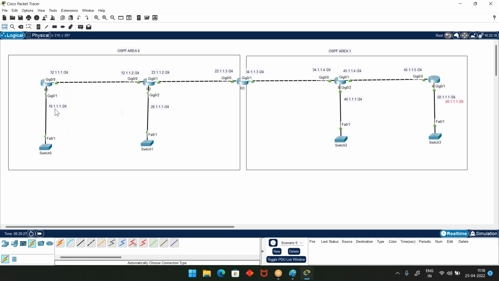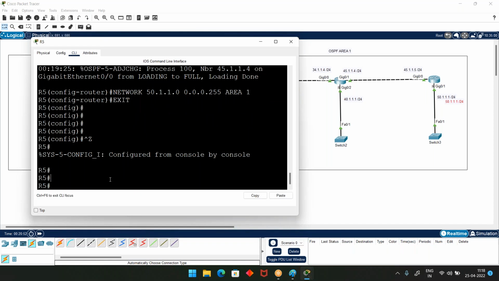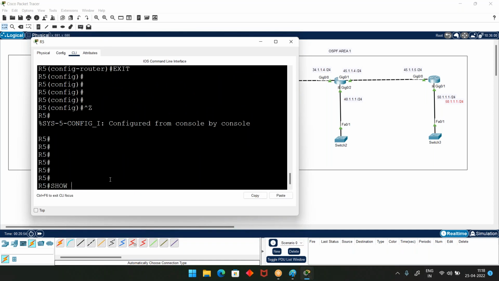Now check this: R1's network information, this 10.1.1 network, does it come to R2 or R4 or not? This 10 network and 20 network, do they come to R4 or R5? Will these networks be in the R4 and R5 routing tables or not? Let's go to the R5 device.